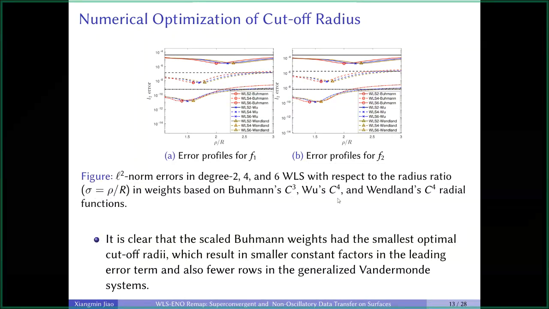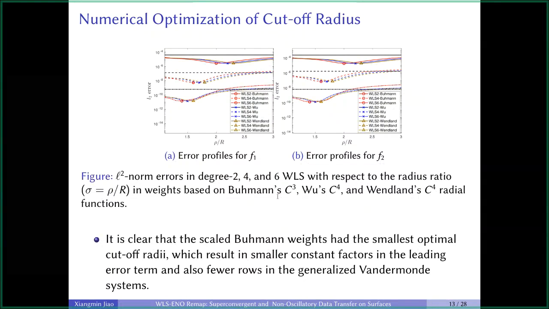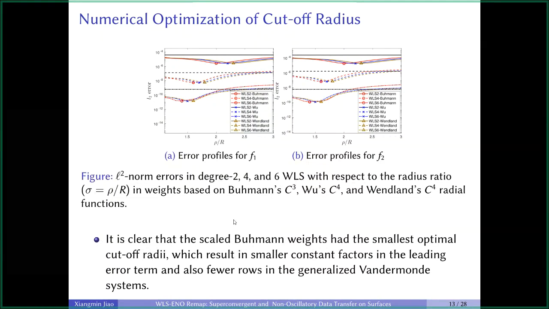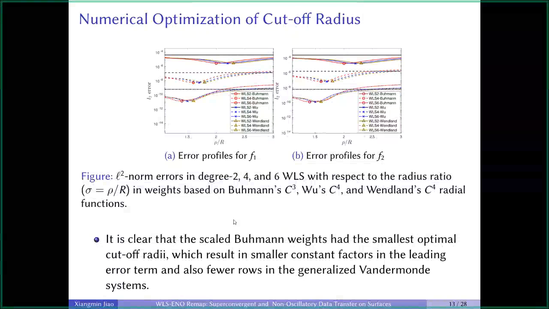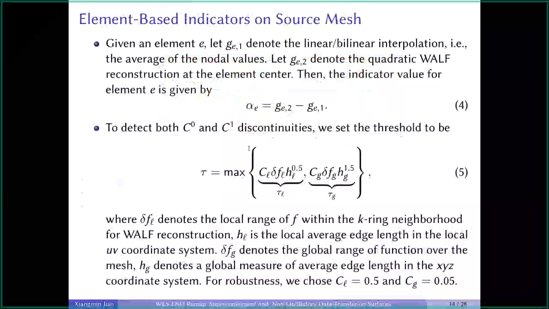Now, Wu's weights and Wendland weights are used in literature, such as in DDK. But we are the first to find that Bowman's weights actually perform the best. So this gives us optimal accuracy among these choices for smooth functions. Now, what about discontinuities? That's the key question. So for discontinuities, we need to first detect discontinuities.